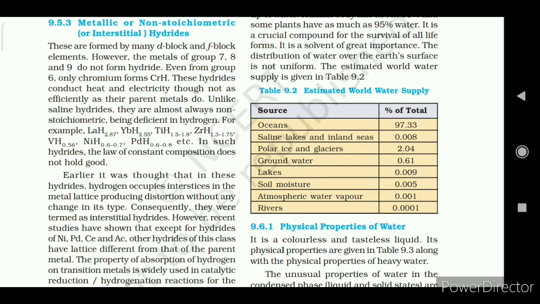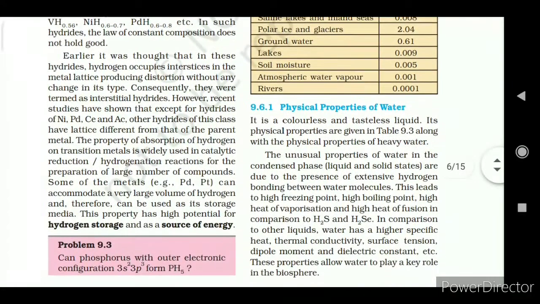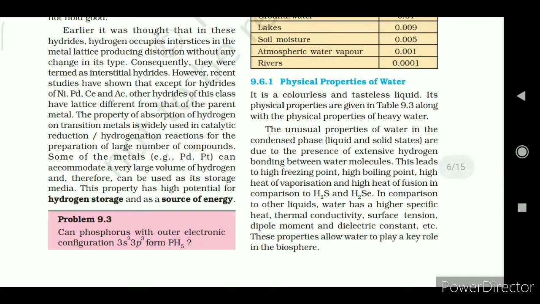However, recent studies have shown that except for hydrides of nickel, palladium, cerium and actinium, other hydrides of this class have a lattice different from that of the parent metal. The property of absorption of hydrogen by transition metals is widely used in catalytic reduction and hydrogenation reactions for the preparation of a large number of compounds. Some of the metals, for example palladium and platinum, can accommodate a very large volume of hydrogen and therefore can be used as its storage media.